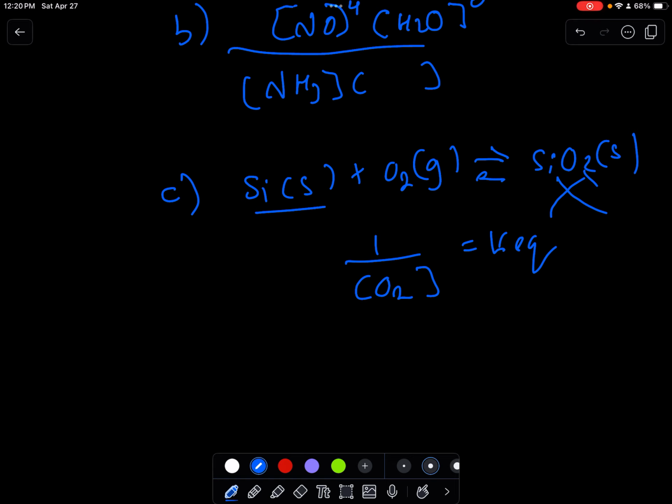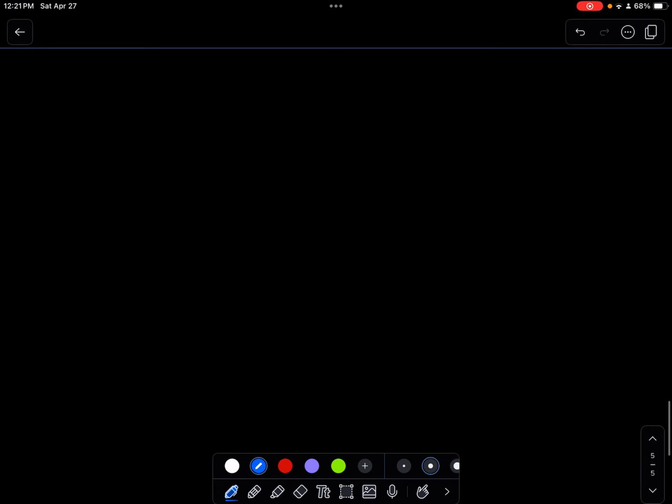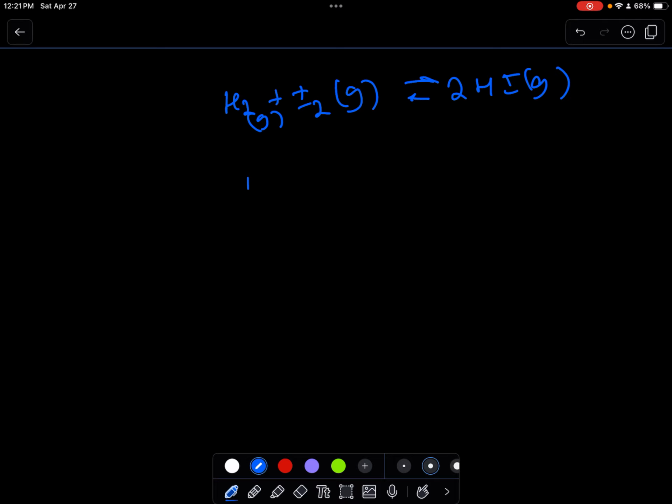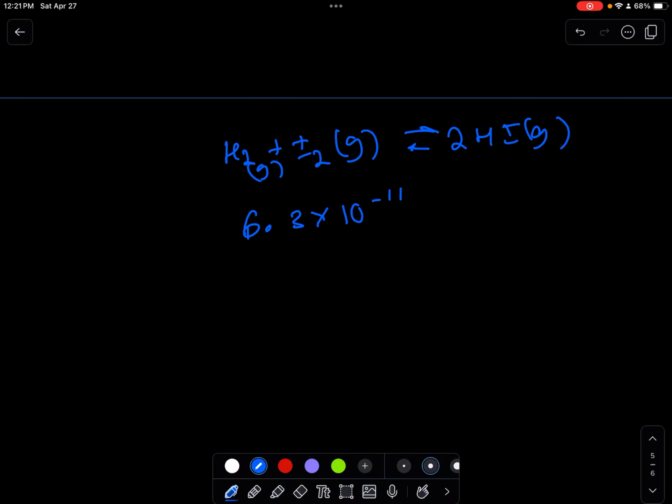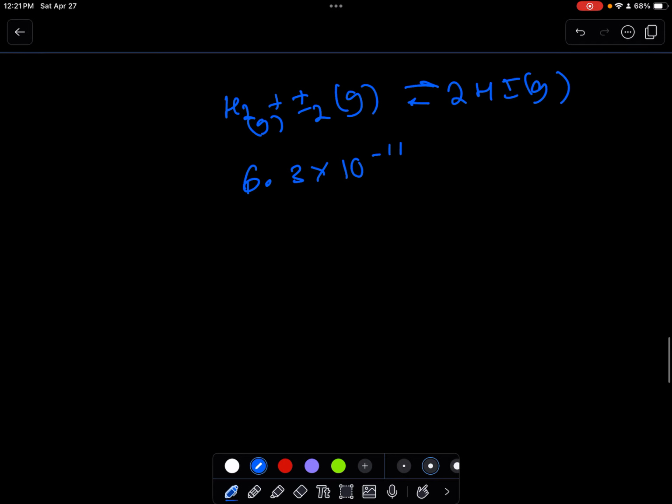Now, the next thing is how do we know what is favored in an equilibrium reaction based on the equilibrium constant? Okay, let's take this example. What do you think is favored if I told you that the equilibrium constant was 6.3 times 10 to the minus 11? Pause the video and tell me if the forward reaction is favored or the reverse reaction. So let's have a look.